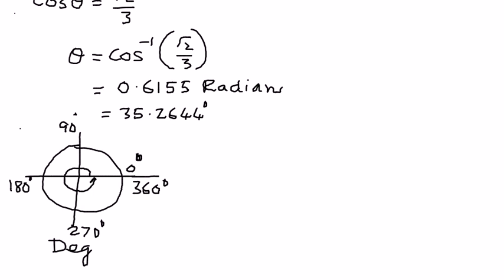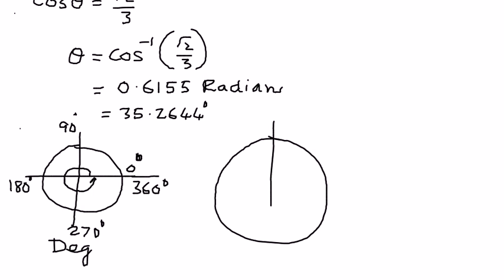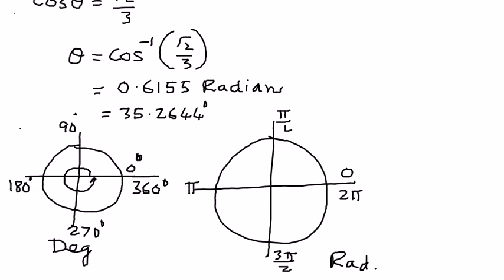On the other hand, the radian measure is as follows. We're going to start from the positive x-axis, which is 0 radians. Then the positive y-axis will be pi over 2 radians. Then the negative x-axis will be pi radians, and then this will be 3 pi over 2 radians, and then back to 0 will be 2 pi radians. So this is the difference between degrees and radians, and as I mentioned, we can represent the measure of an angle in terms of radians or in terms of degrees, as shown here.